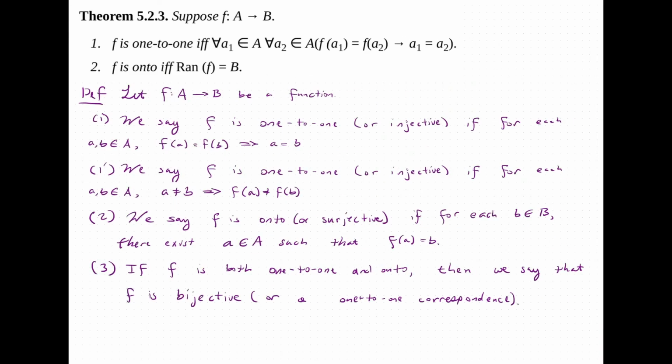And so the last definition that I'll mention for this is the concept of a function that is both one-to-one and onto. So we say that if a function is one-to-one and onto, then the function is bijective. Another word commonly used is one-to-one correspondence.